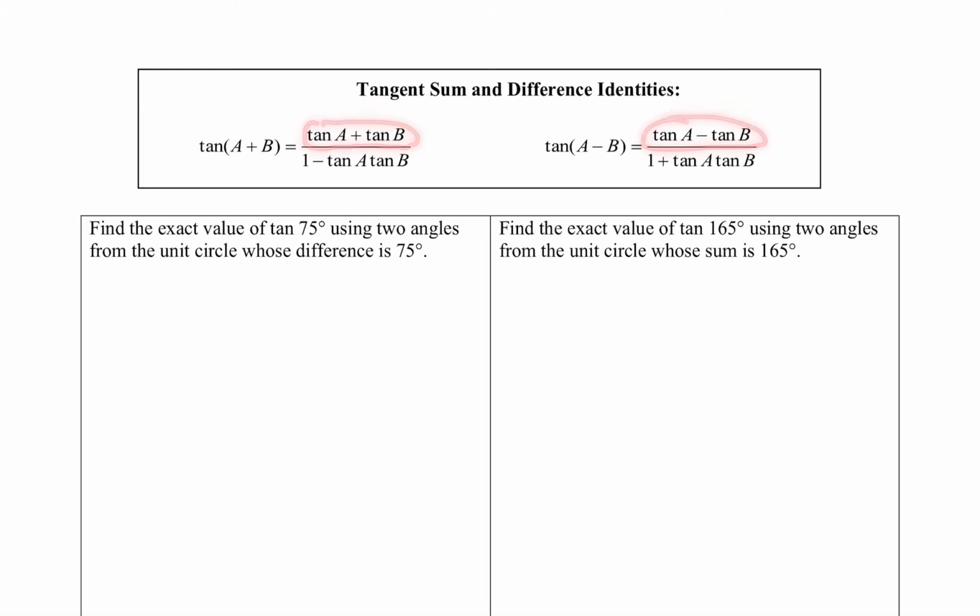And you notice that what they do is they put tangent of a plus b or tangent of a minus b on top. But on the bottom, they're multiplying tangent A and tangent B.